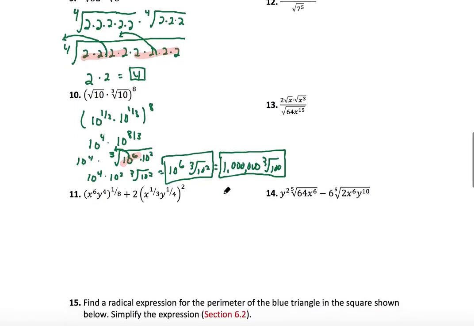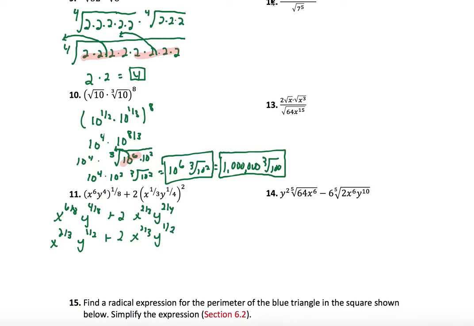Okay. Number 11. So let's go ahead and see what we can do here. How about we distribute the exponents for number 11? So we have x to the 6th 8th power, y to the 4th 8th power, plus 2 times x to the 2/3 power times y to the 2/4 power. Let's simplify our exponents. So we have x to the 2/3 power, y to the 1/2 power, plus 2x to the 2/3 power times y to the 1/2 power.